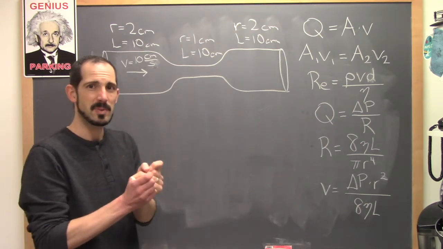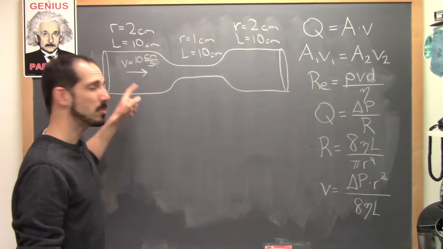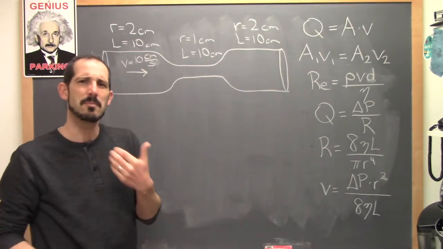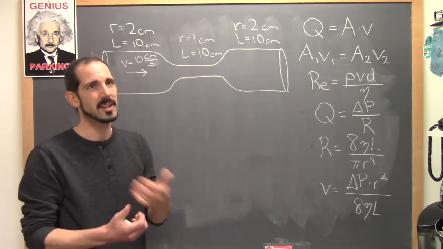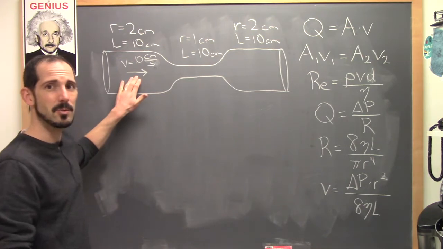We need a specific amount of pressure to push it through, because there's resistance here. If we don't provide enough pressure, the fluid can't even go all the way through the pipe. So what is the minimum amount of pressure we need? Or actually, what is the exact pressure we need in order to get 10 centimeter per second flow through here?